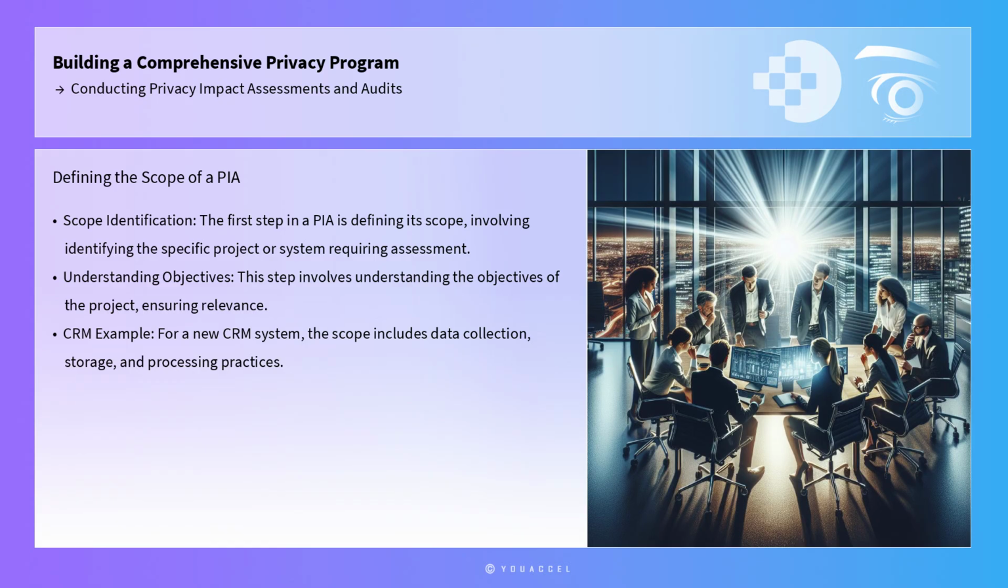The first step in a PIA is defining its scope. This involves identifying the specific project or system that requires assessment and understanding its objectives. For example, if a company is launching a new customer relationship management system, the PIA scope would include the data collection, storage, and processing practices associated with the CRM. This step ensures that the PIA remains focused and relevant, addressing the specific privacy concerns related to the project.